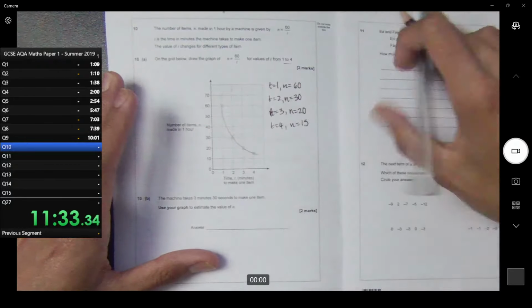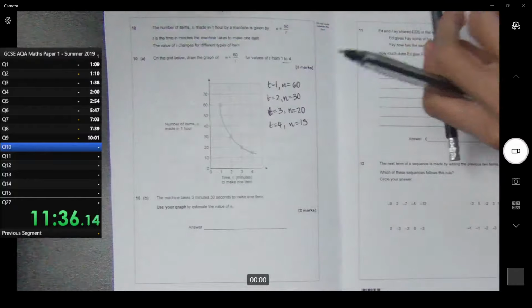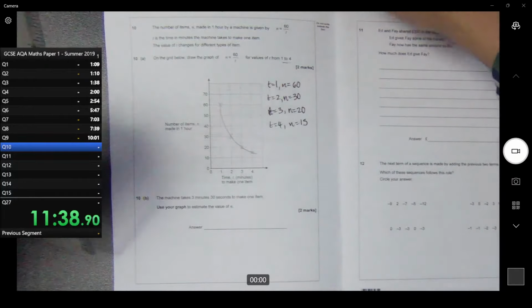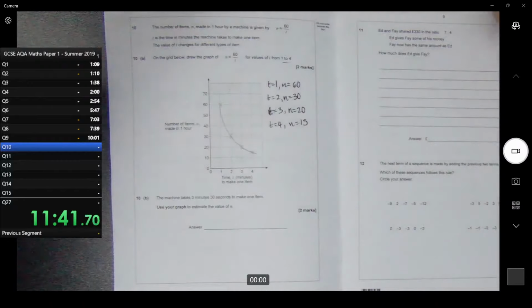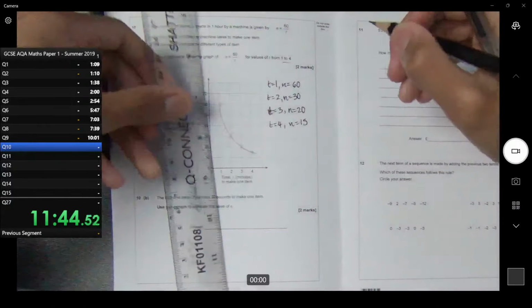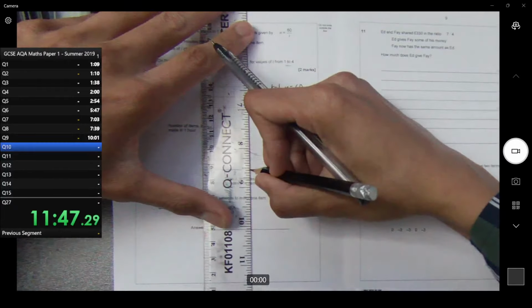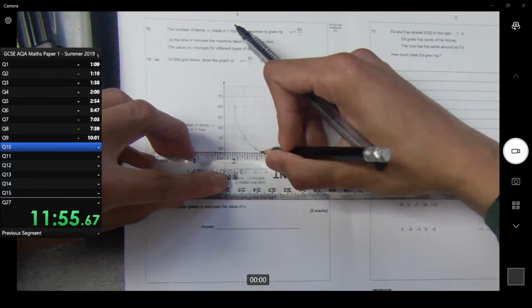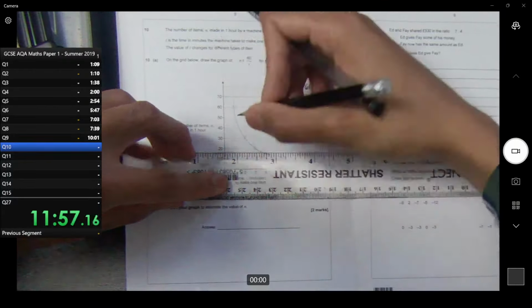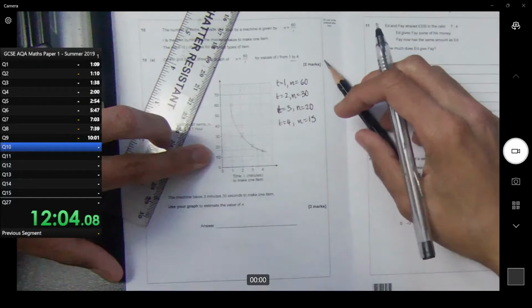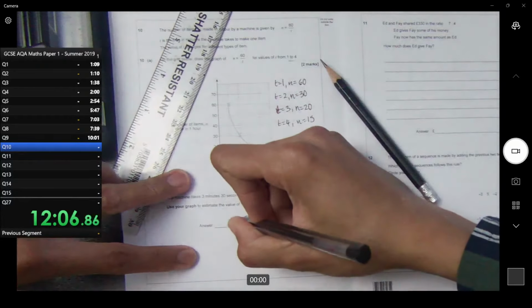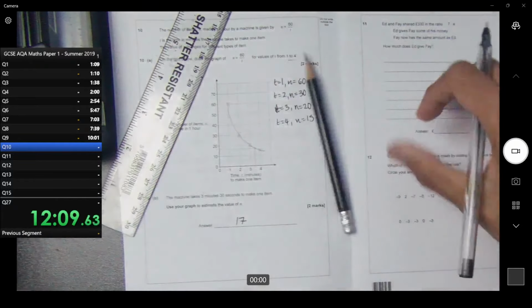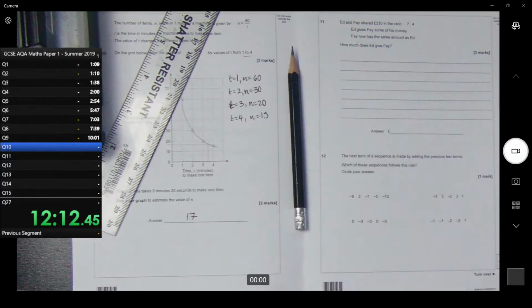Now the machine takes 3 minutes and 30 seconds to make one item. I'll use the graph. So if I move all the equipment out of the way, I just go up and then reel off to the side. I'm getting about, I think that looks like 17 items. So 17 items for this. Okay, that's question 10 done.